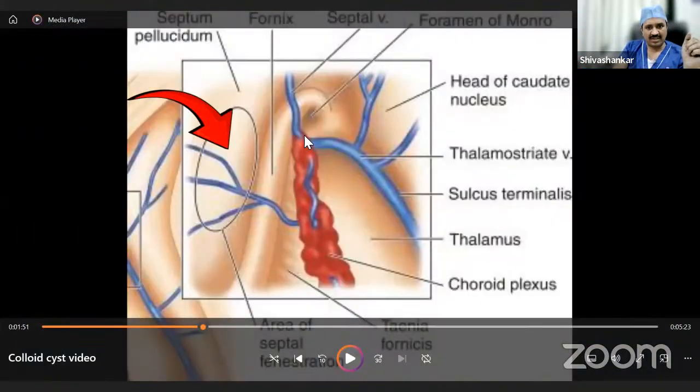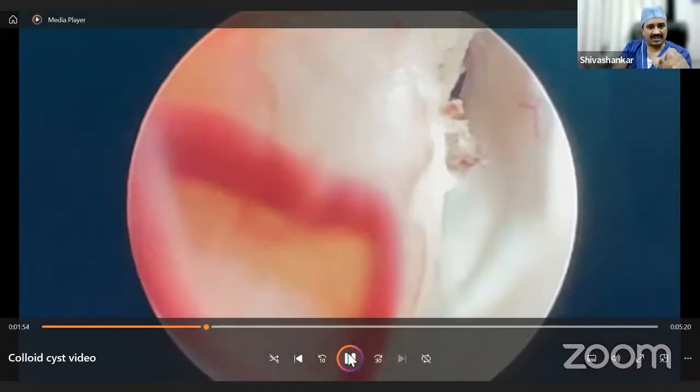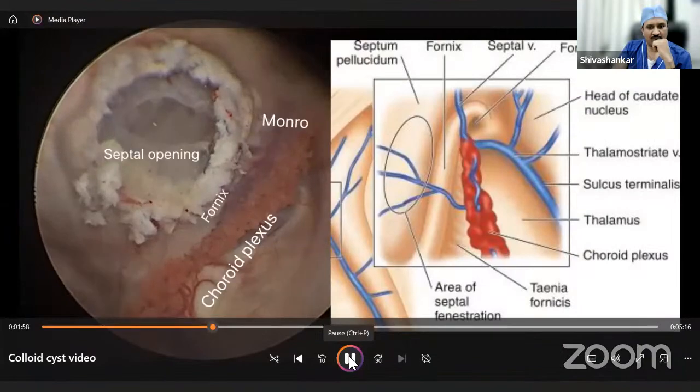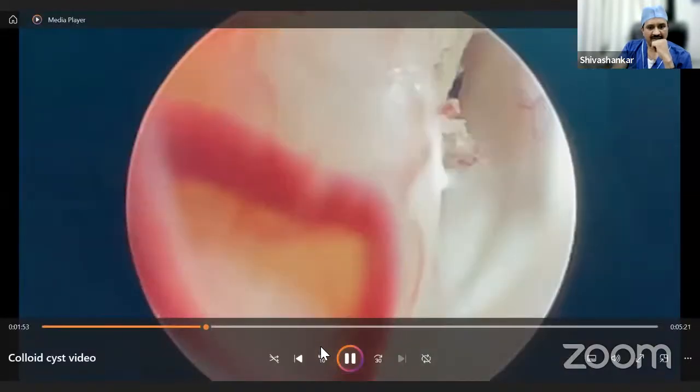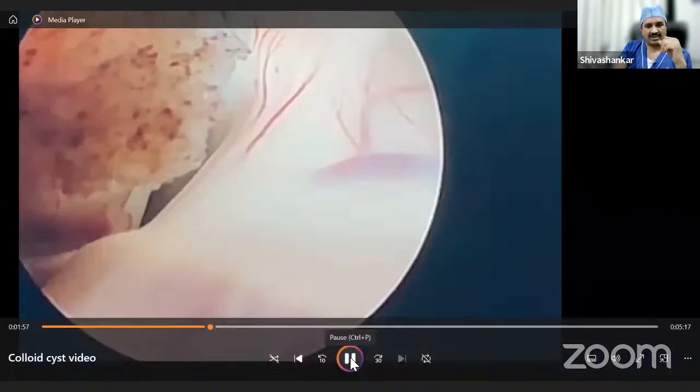So this is the choroid plexus here. This is the thalamostriate vein, the anterior septal vein, the foramen of Monro here, and this is the septum. This is the fornix, and I have to be aware of the fornix and then go through this point transseptally. So this is the septum I'm coagulating, that's the choroid plexus, and now we're seeing what we see once the septum is open. Just coagulating and opening the septum here.